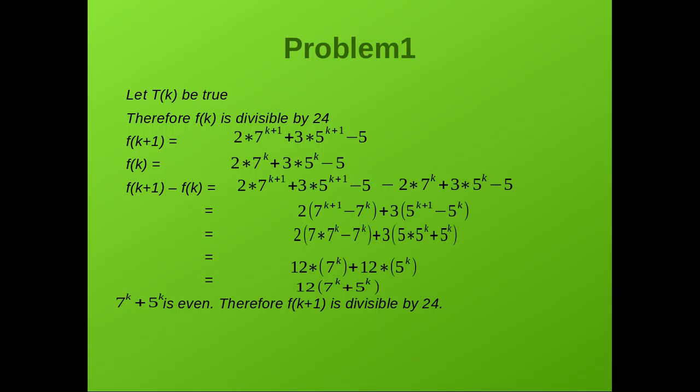Therefore fk plus 1 is proved to be divisible by 24, therefore all numbers greater than 0 of the form 2 into 7 to the power n plus 3 into 5 to the power n minus 5 will always be divisible by 24. Now let's look at another problem.